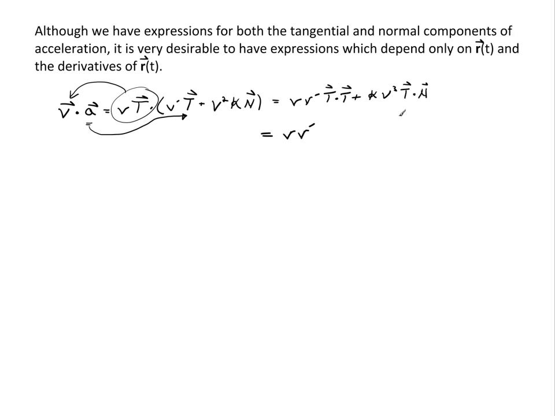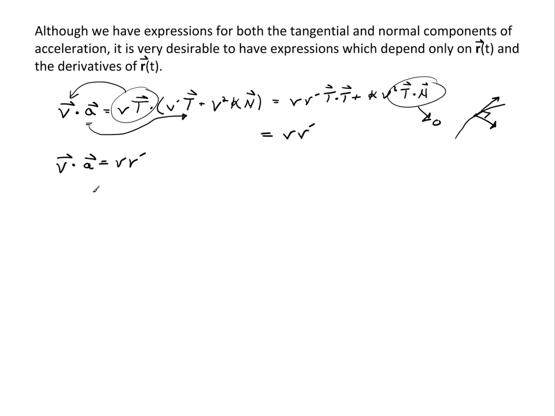Well, this is 0. This component right there has got to be 0 because they're orthogonal. If I look at that again, the unit tangent is here, the normal vector is here. These guys are orthogonal. That's the way we defined them. So the dot product of two orthogonal vectors is always going to be 0. So v dot a is really nothing more than v times v prime.